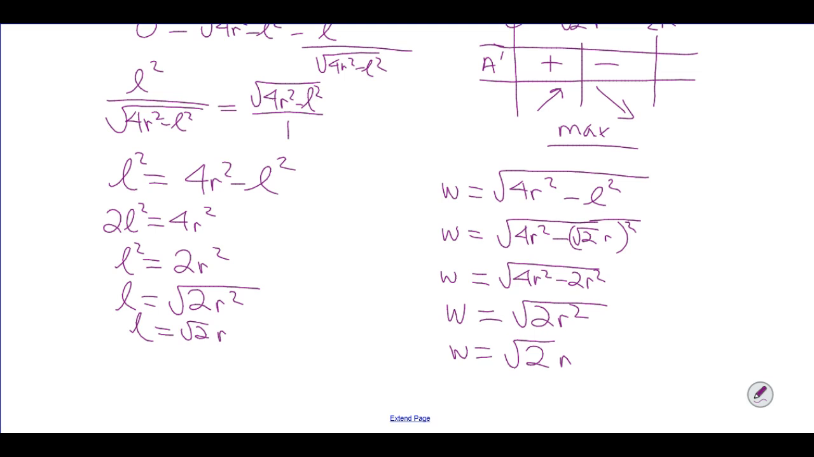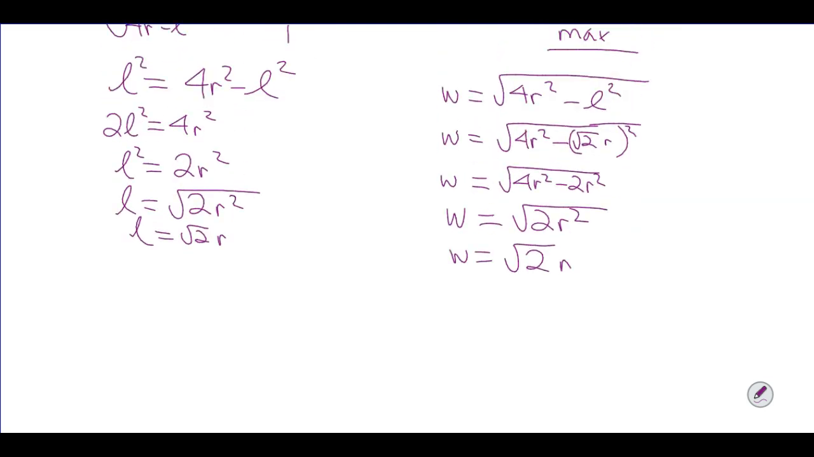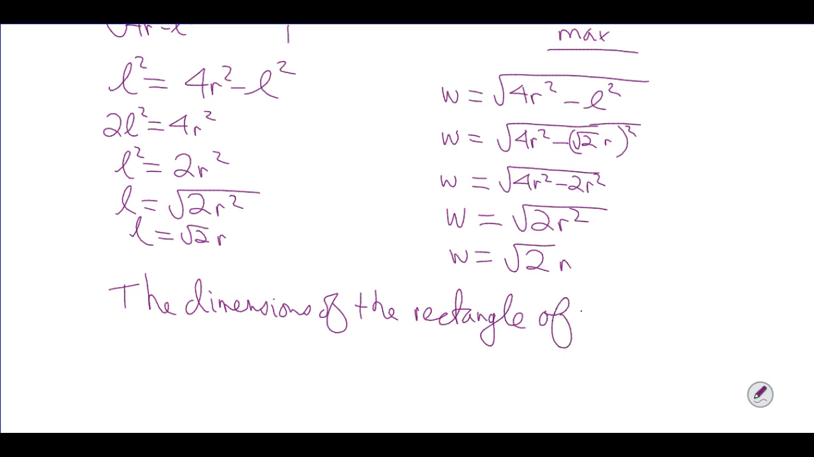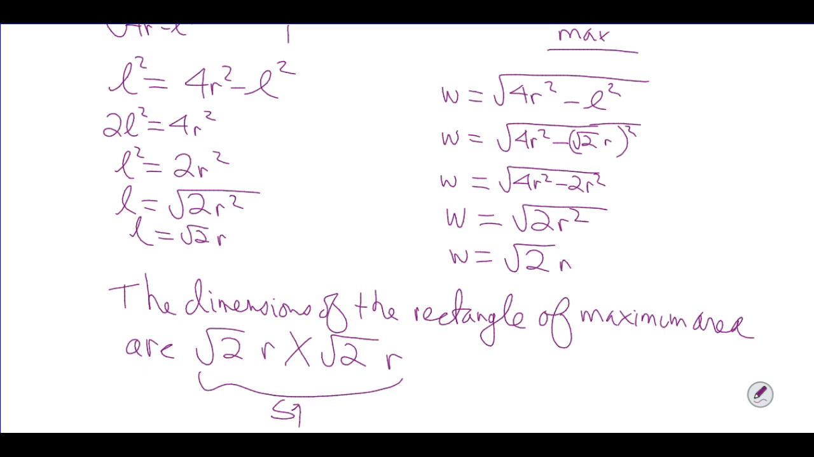Okay, what are we supposed to find? Determine the dimensions of the rectangle of maximum area. The dimensions are root 2r by root 2r, at which point we could say that's a square.